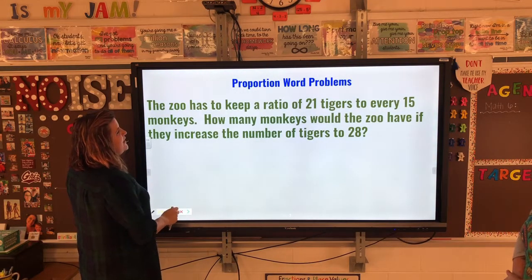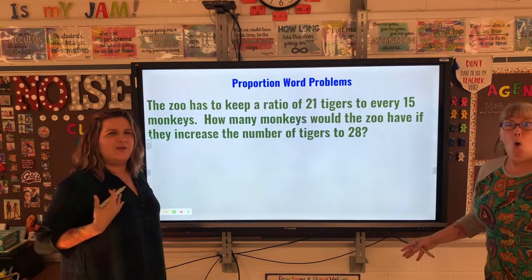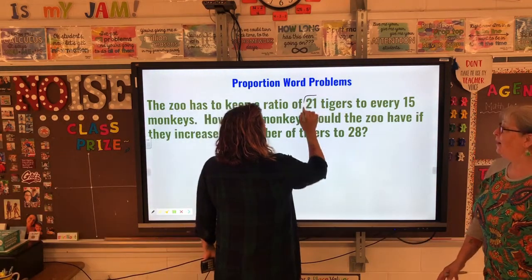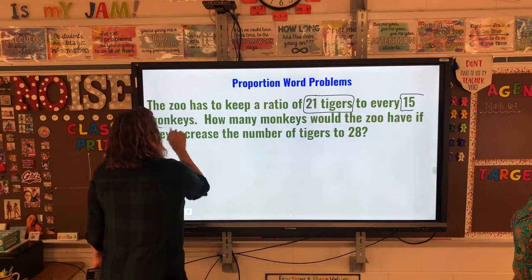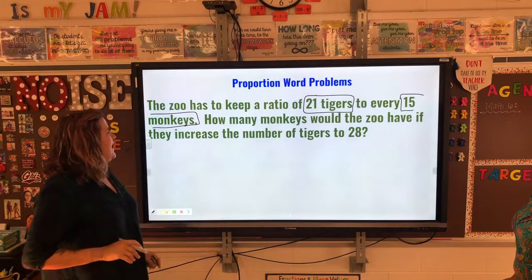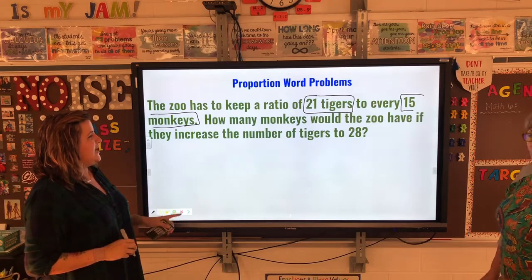So it says the zoo has to keep a ratio of 21 tigers to every 15 monkeys. Wow, that's a lot of tigers. It says, how many monkeys would the zoo have if they increase the number of tigers to 28?